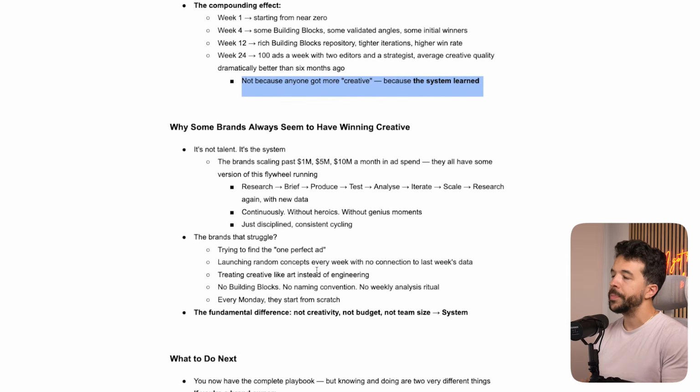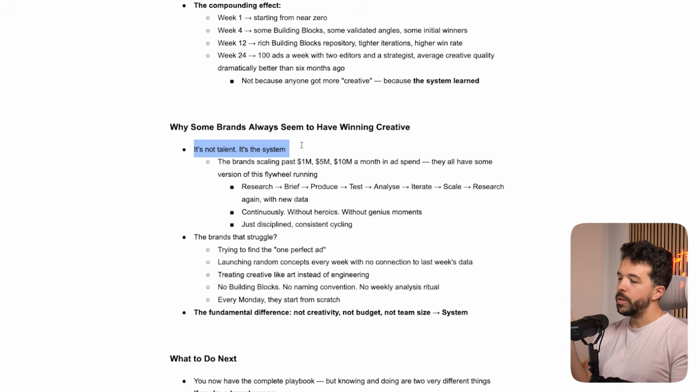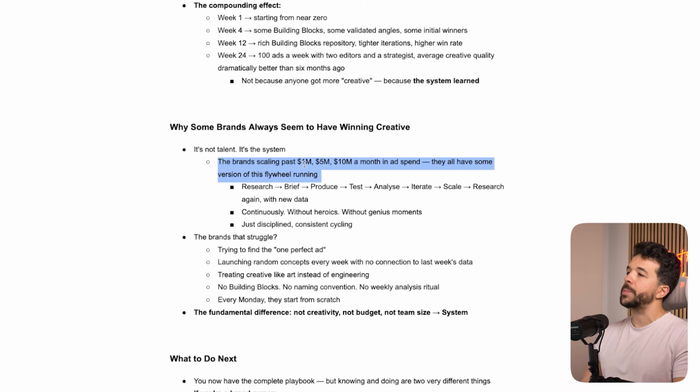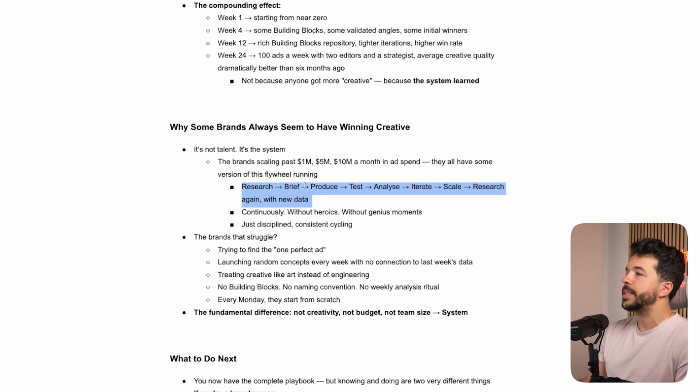Why do some brands always seem to have winning creative? It's because they have a better system. So once again, don't limit yourself to focusing on the talent, focus on the system. The best brands getting past 1, 5, 10 million a month in ad spend, I haven't seen many 10 million a month in ad spend to be honest, but they all have some version of this flywheel running. Research, brief, produce, test, analyze, iterate, scale, research again with new data. Continuously, without heroics, without genius moments, just discipline, consistent cycling.